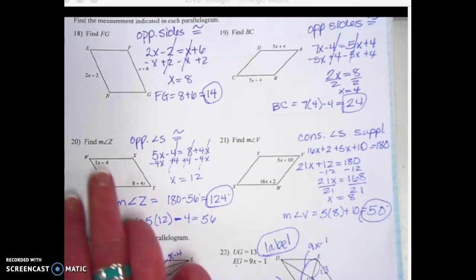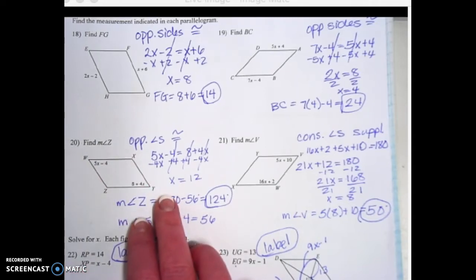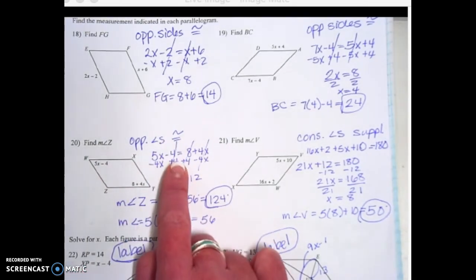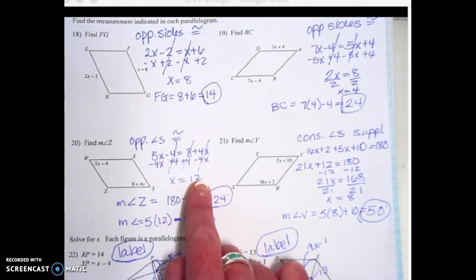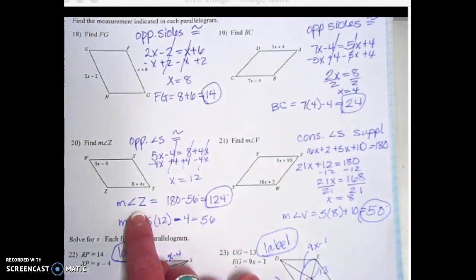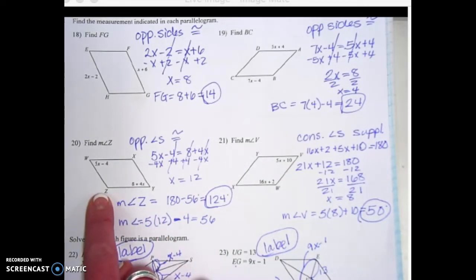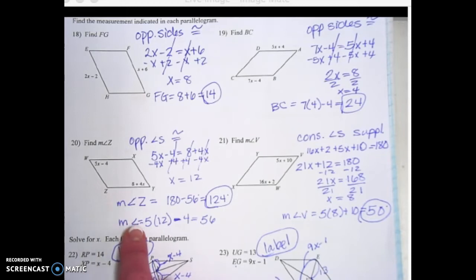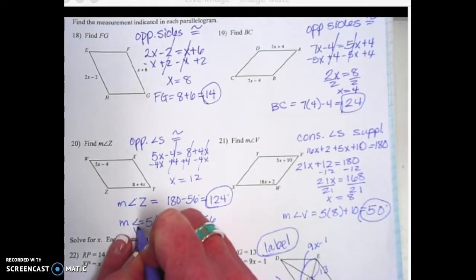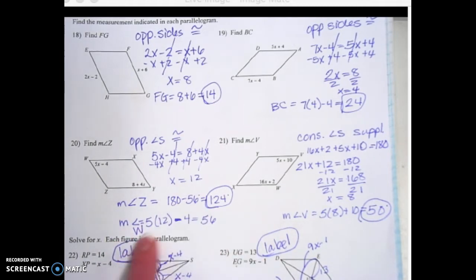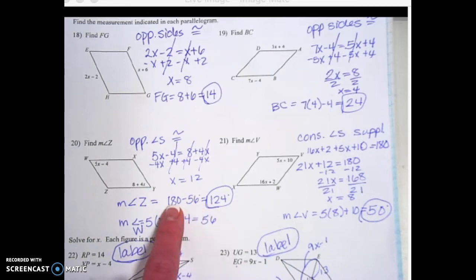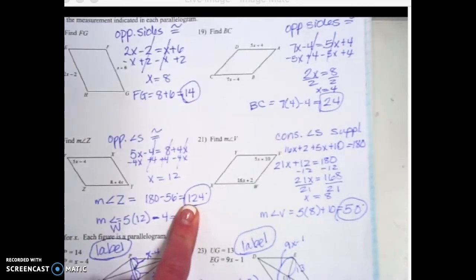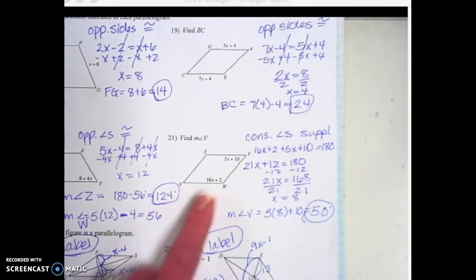So on 20, they're opposite each other, so they should be congruent. So put an equal sign in between them, solve for the variable x. I went to solve for angle Z and realized, that's not one of the ones I need. So I first needed to solve for angle W. So I plugged it in for W and got 56. Then to get Z, I had to subtract the 56 from 180. That told me it's 124, right?